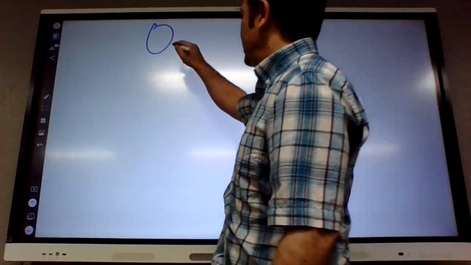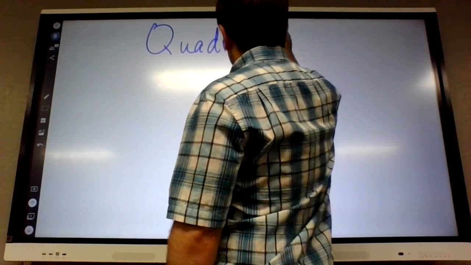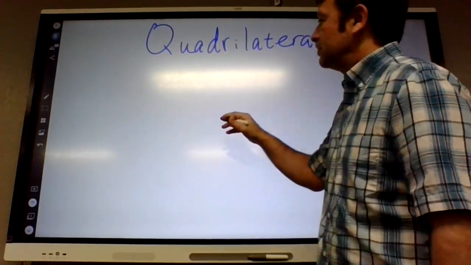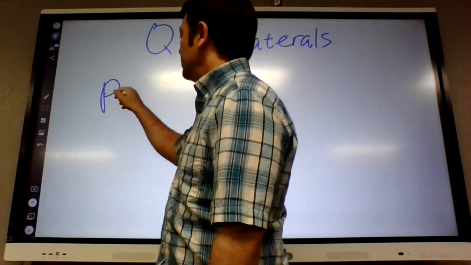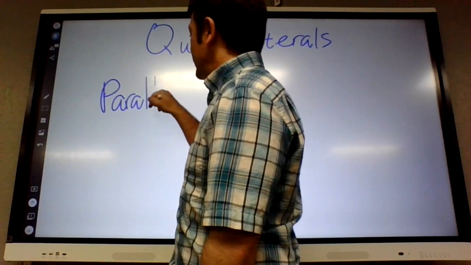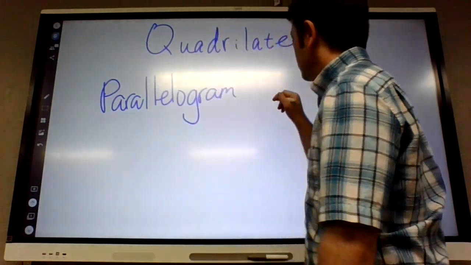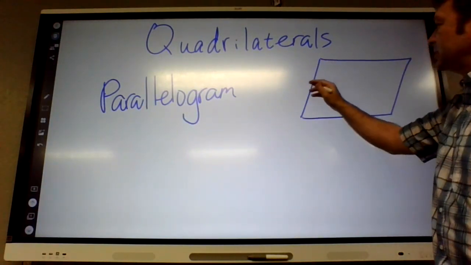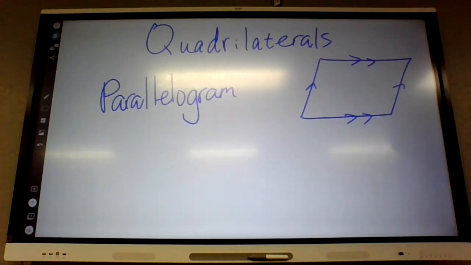Alright, so yesterday we started talking about quadrilaterals. What were the quadrilaterals that we talked about? Squares. Okay, what was the first one we talked about? Parallelogram. And what makes a parallelogram a parallelogram? Opposite sides are parallel. So those two and those two are parallel.